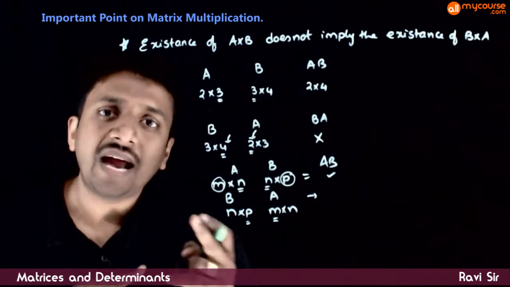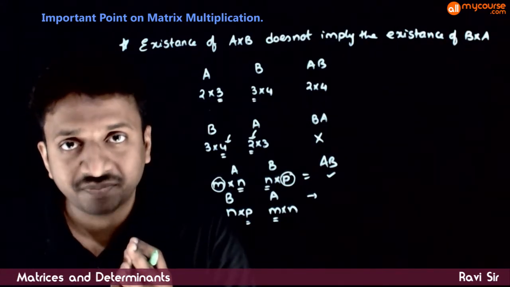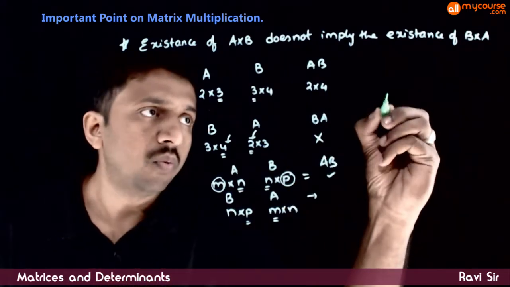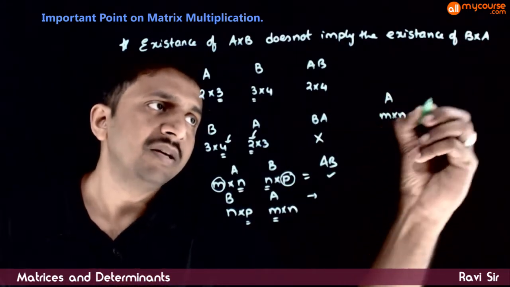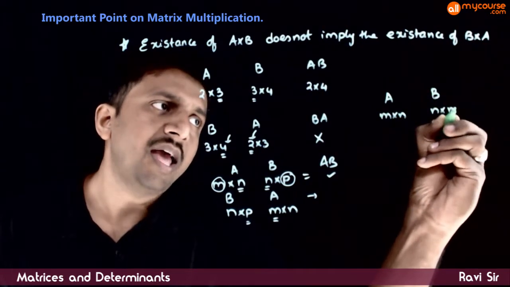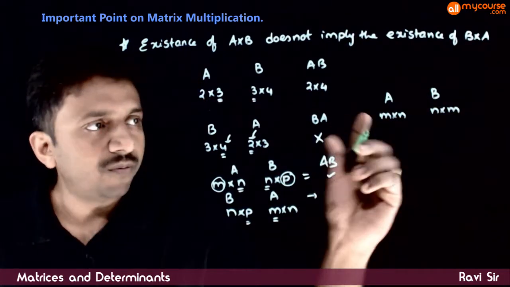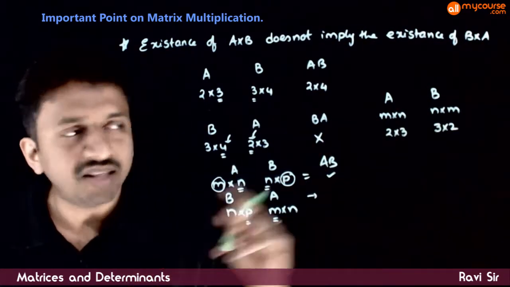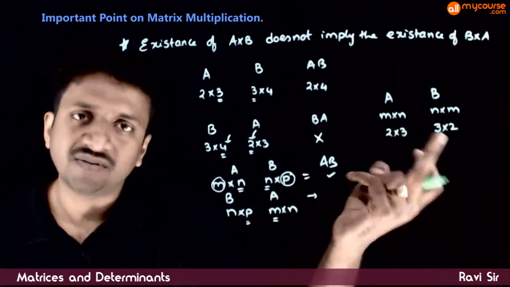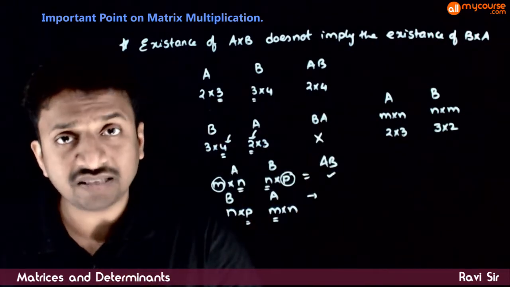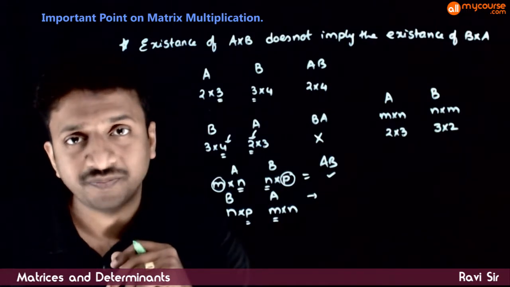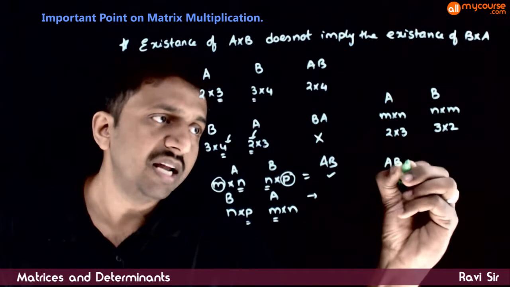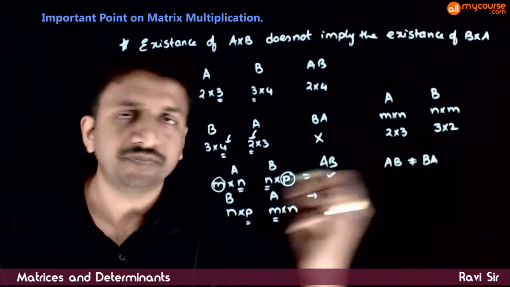So if AB and BA have to both exist, one should be of the order M by N, the other should be of the order N by M. If one matrix is 2 by 3, the other matrix is 3 by 2, then both AB exists as well as BA exists. Otherwise, only one of them exists. And even if both of them exist, AB need not be equal to BA.